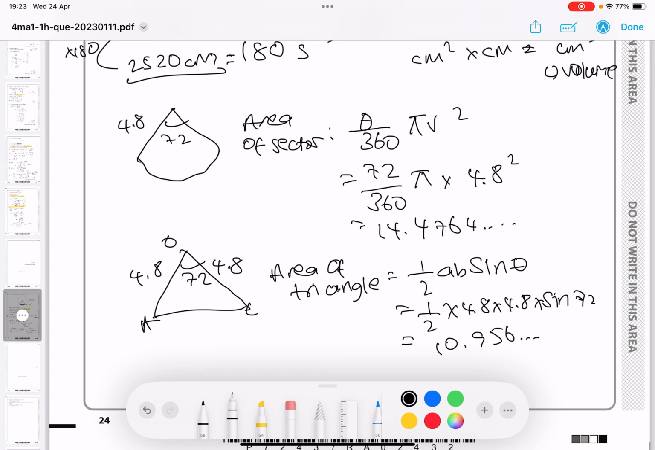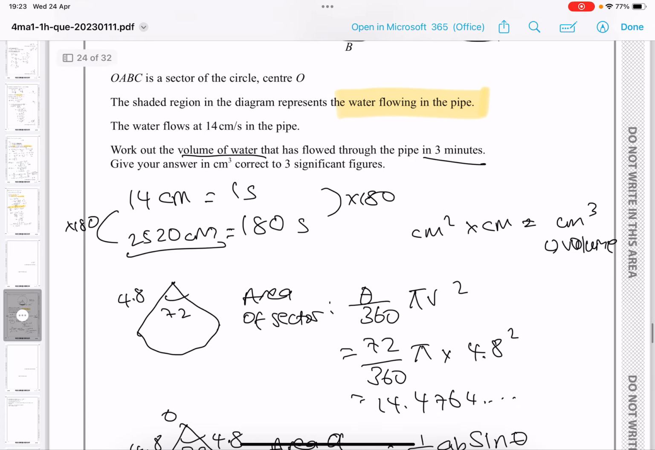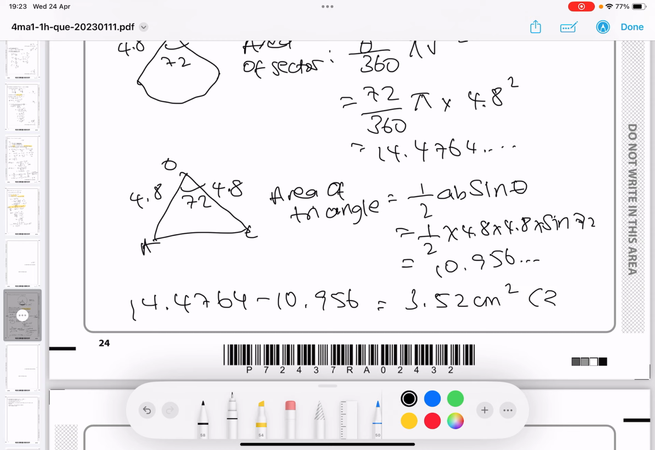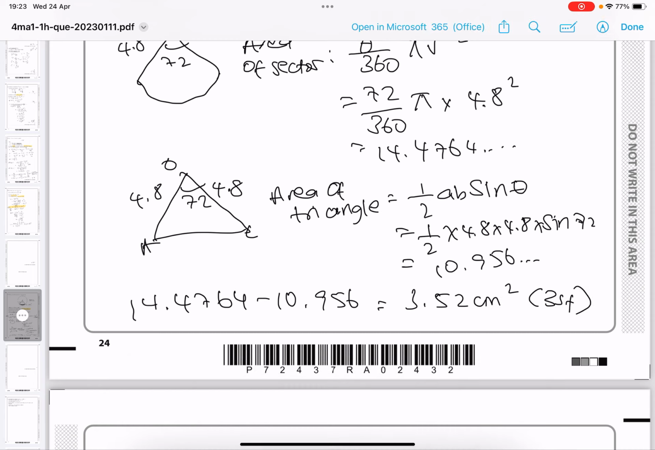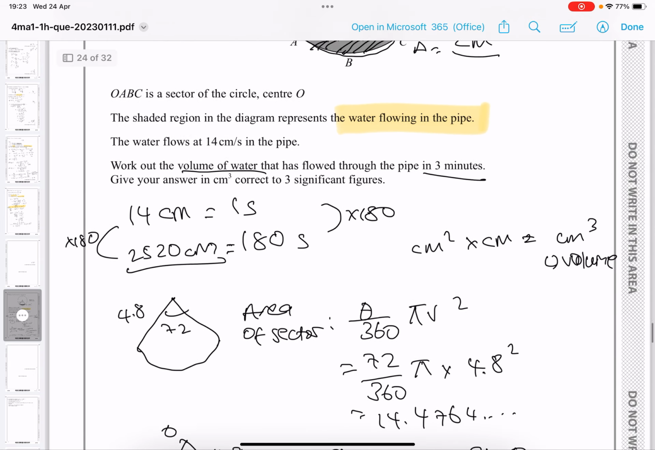Now, what we need to do is subtract those two areas. Okay, we need to subtract those two areas so that we can work out the shaded region. So if I do that here, so it's all on one page, it should give you an answer of 3.52 centimeters squared to 3 SF, okay? It's 3 SF.